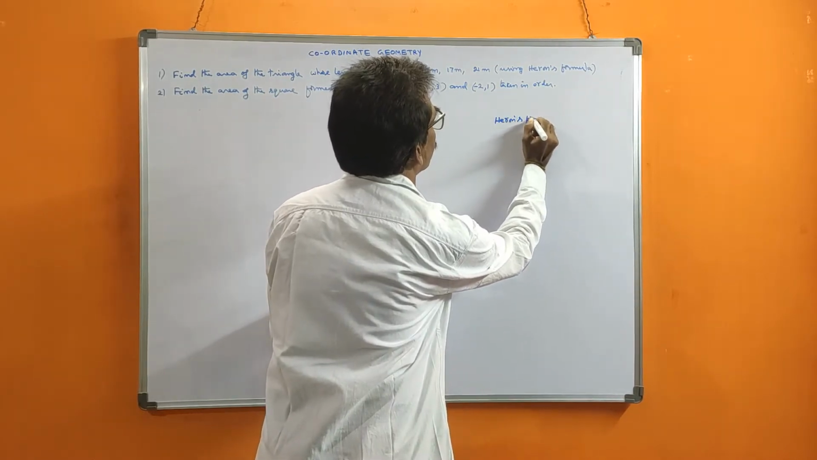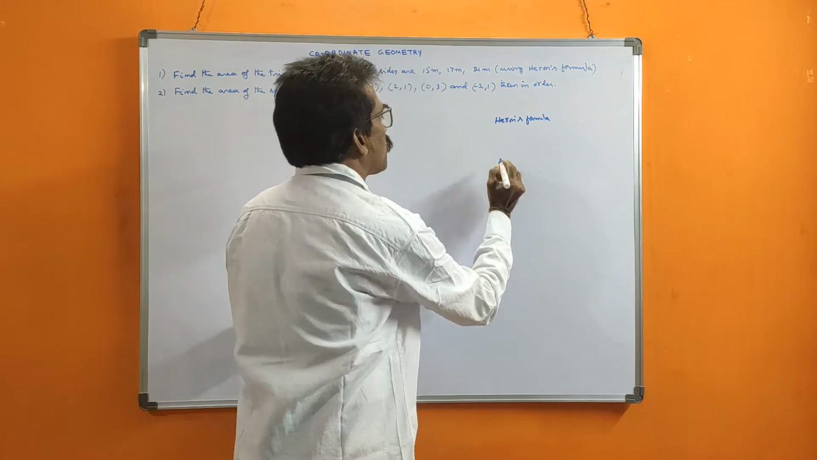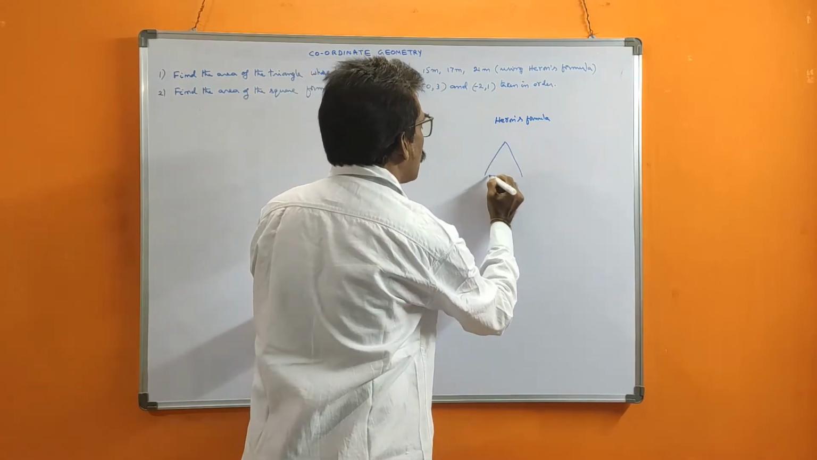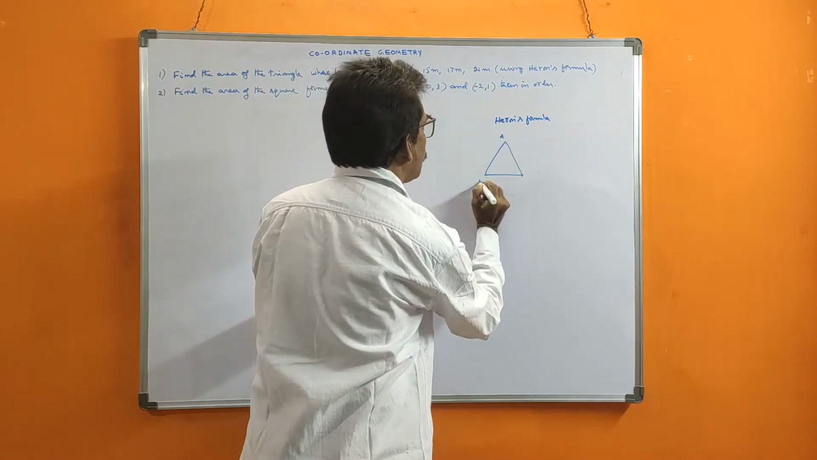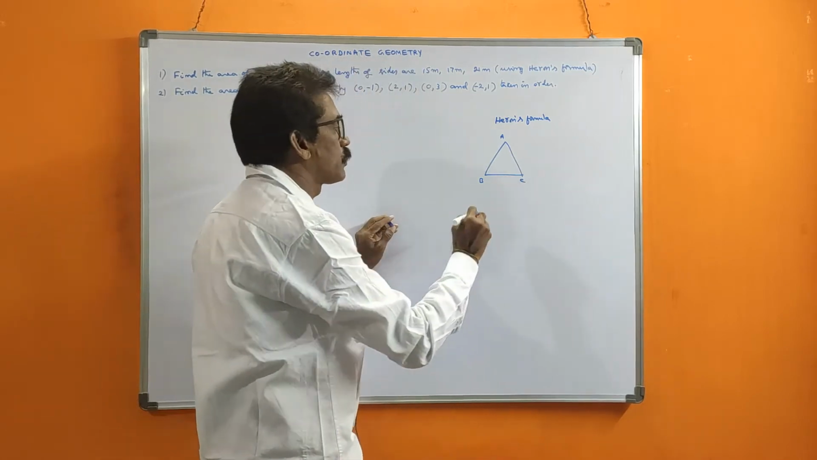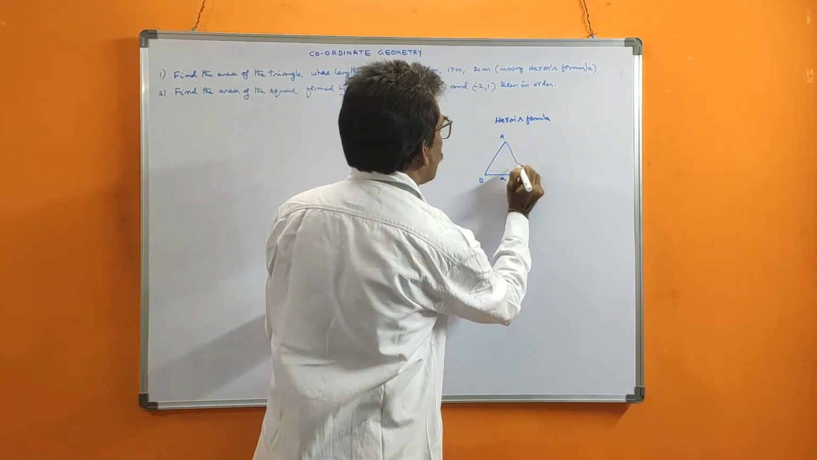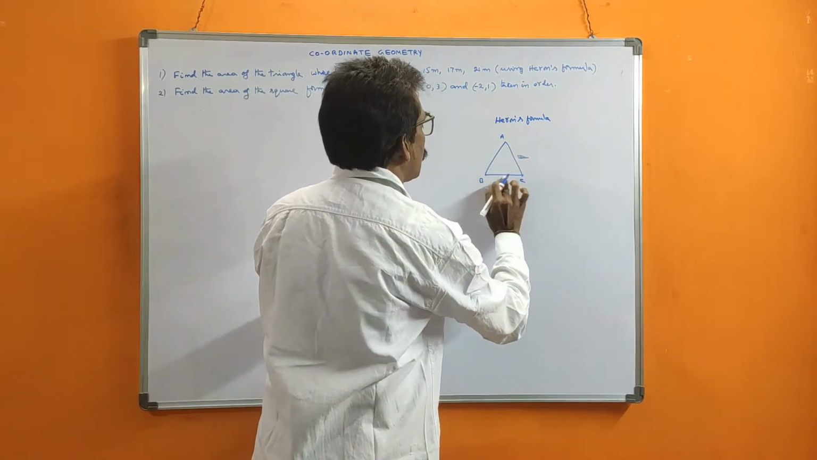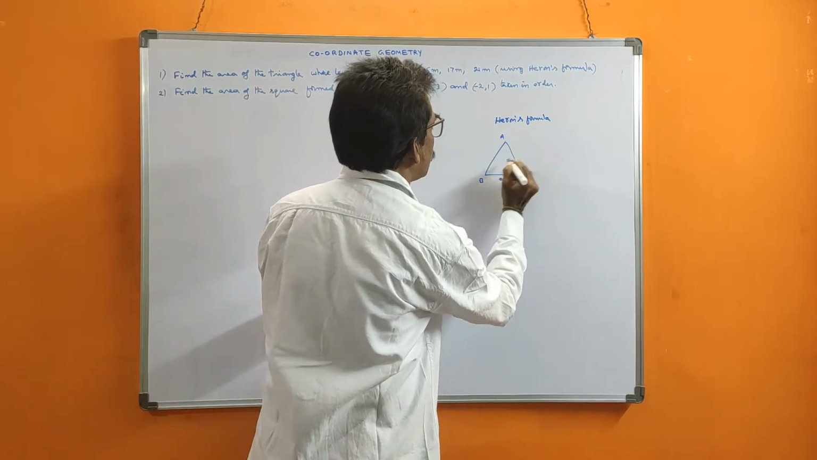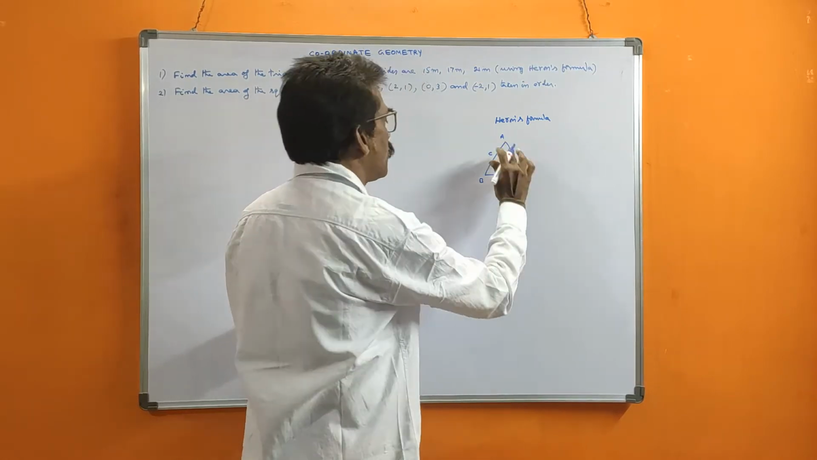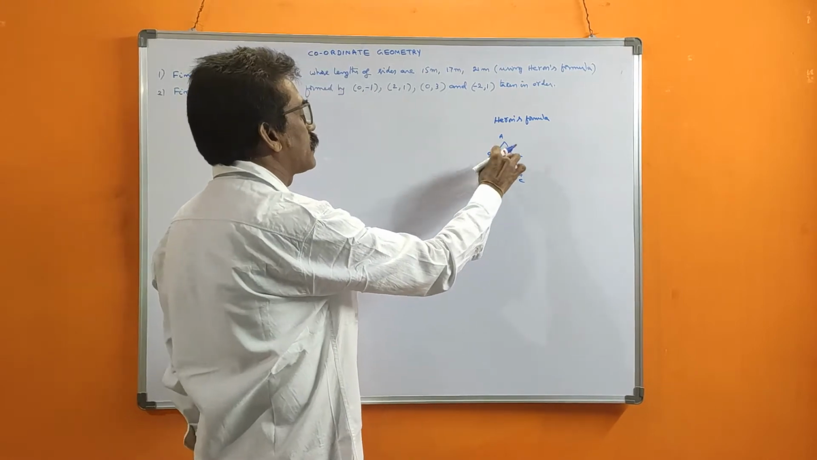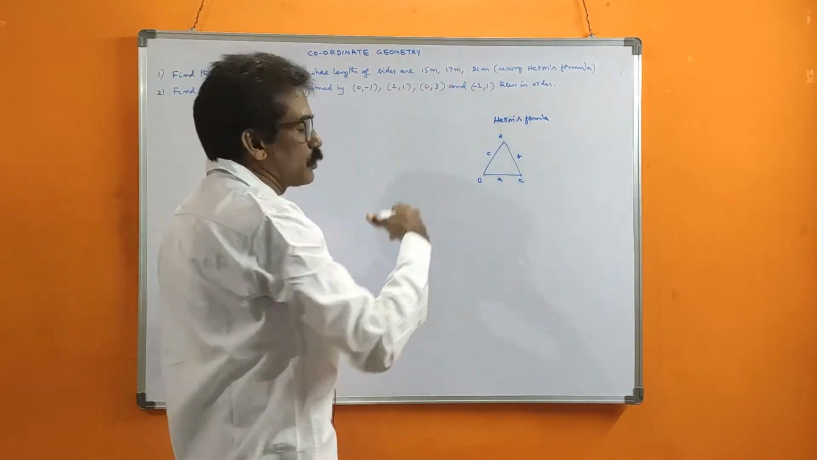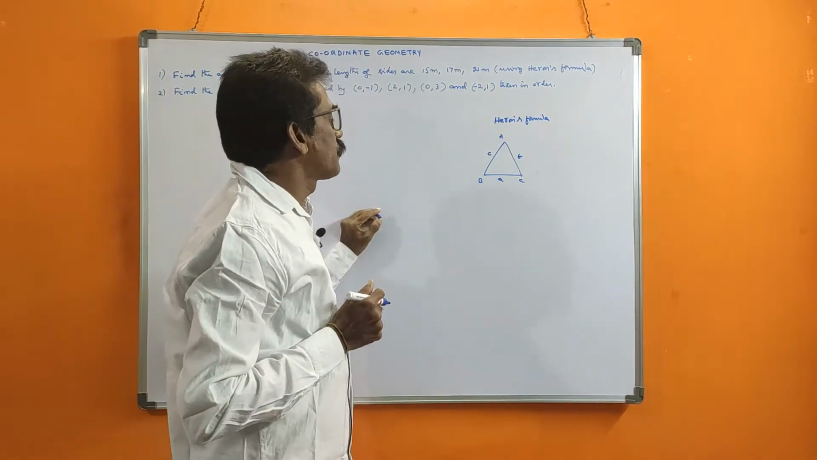What is Heron's formula? Suppose ABC is a triangle. Suppose three lengths are given: this length is a, this length is b, this length is c. Suppose these lengths are given. In numerical we will do later; for now I am telling about the formula.